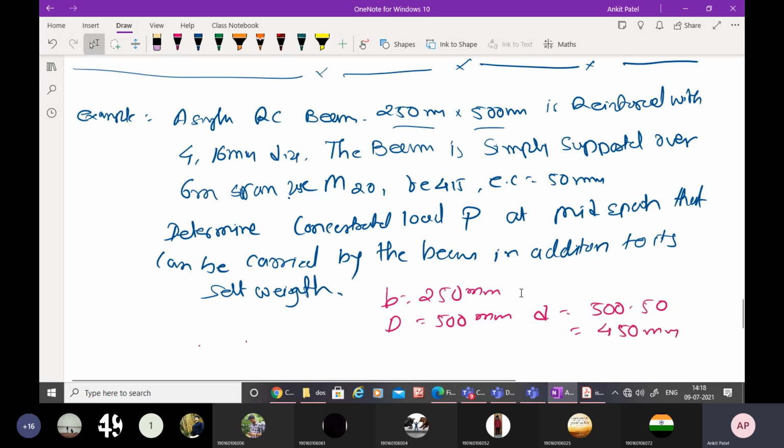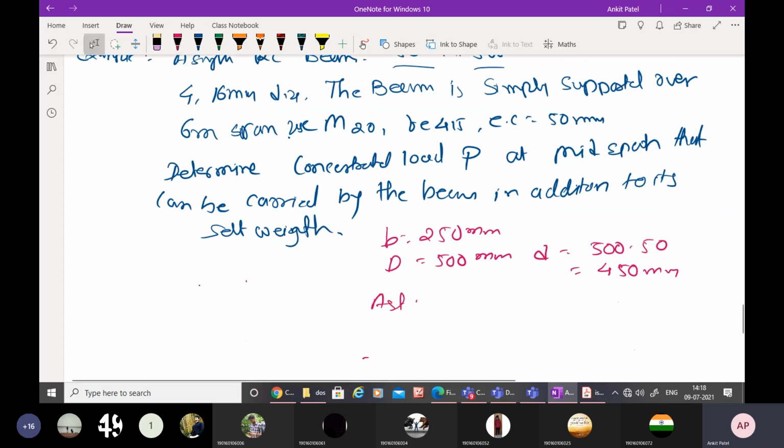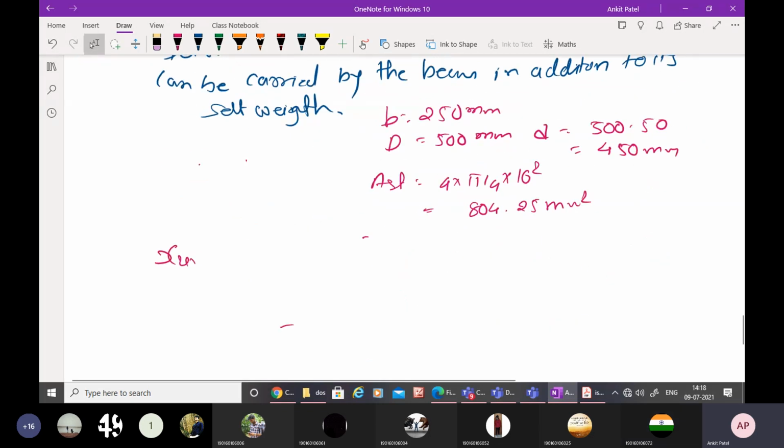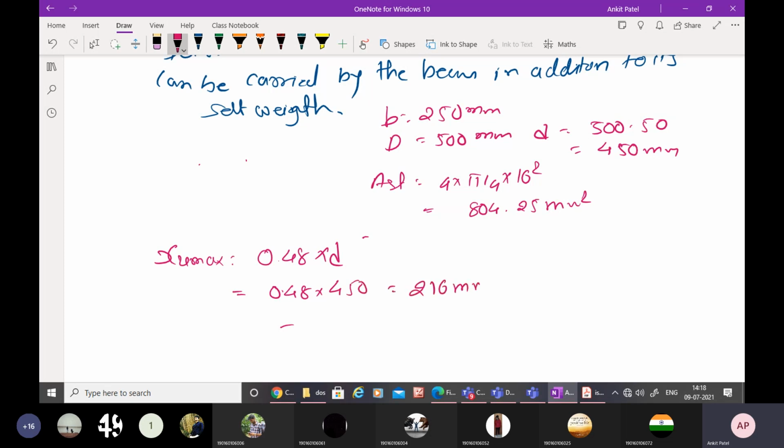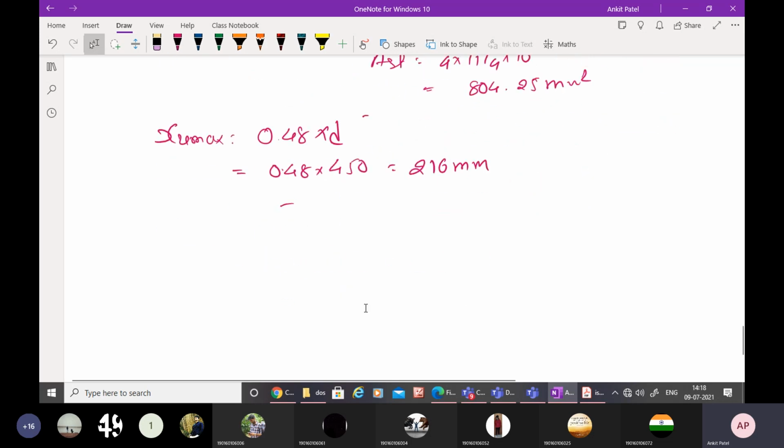Clear? Then AST. The value of AST that is given in our case is 4 into pi by 4 of 16 square. So your answer is 804.25 mm square. Now let's determine the value of XU max. Step number 1, XU max. We can use 0.48 into D because the grade of steel is 415. So 0.48 into D, that is your 450 mm. So your answer is 216 mm. Clear?